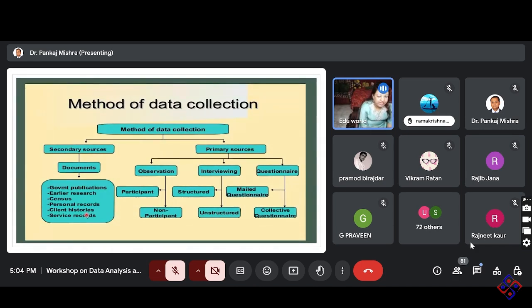Now there are various methods for data collection. As I have already told, data collection comes under chapter 3, the research methodology portion. Many times we have heard two terms, method and methodology. So what do you say? Are method and methodology similar, or do they have any differences? Anyone?